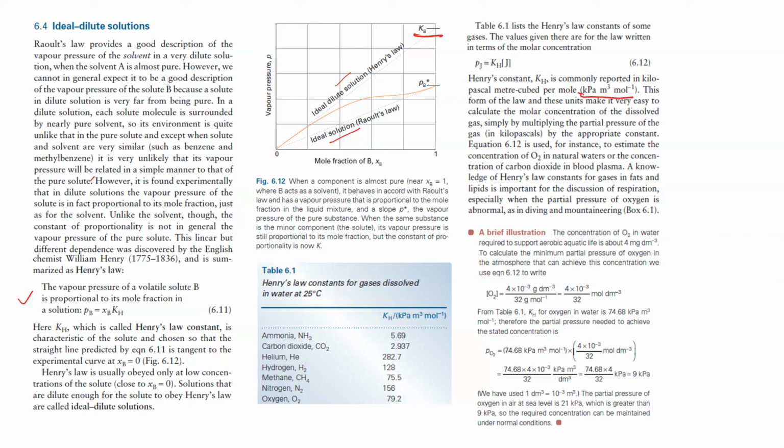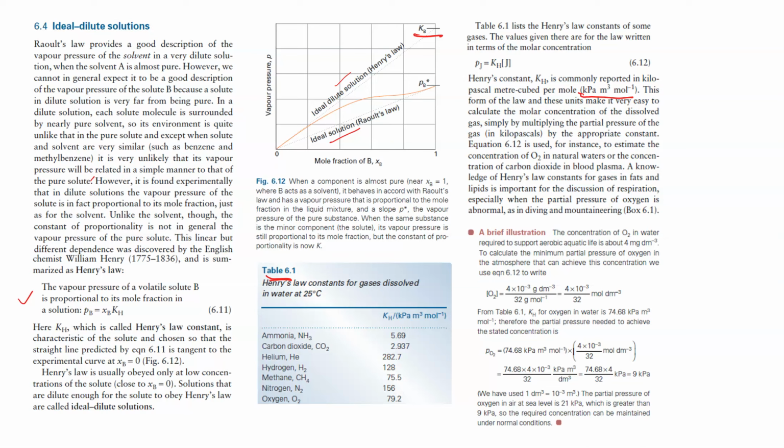A knowledge of Henry's law constants for gases in fats and lipids is important for the discussion of respiration, especially when the partial pressure of oxygen is abnormal, as in diving and mountaineering, which we'll discuss in Box 6.1. So we see over here in Table 6.1 Henry's law constants for gases dissolved in water at 25 degrees Celsius specifically.